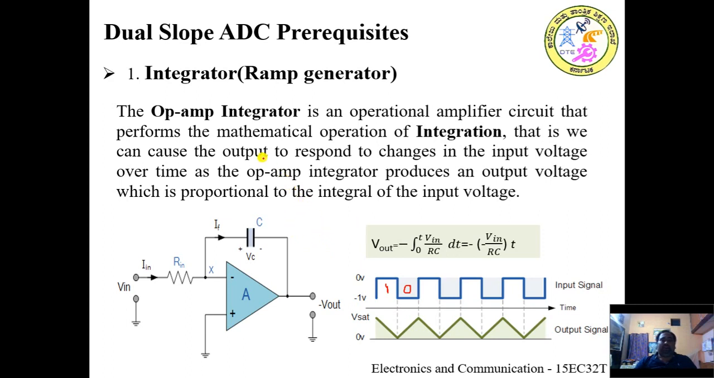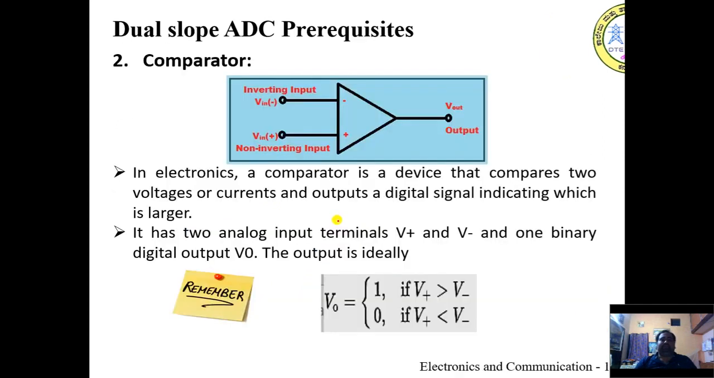The output of the integrator is provided as input to another component which is nothing but the comparator. Again, here the comparator is also implemented using an operational amplifier only. As we discussed its operation already in the flash type of ADC, a comparator is a circuit which compares the voltages or the currents fed at its input terminals and provides a logical output. Depending upon the comparison result, it may produce a logic 1 or logic 0 as the output.